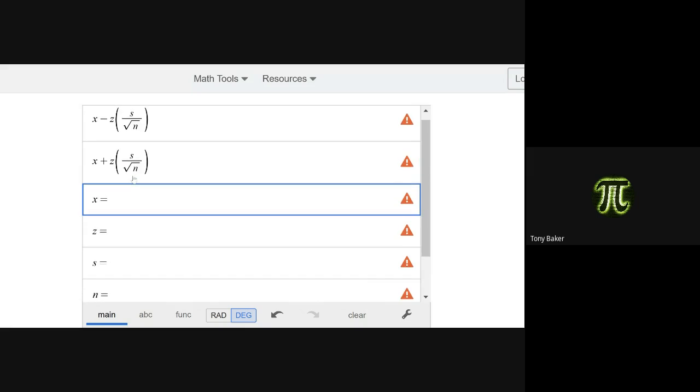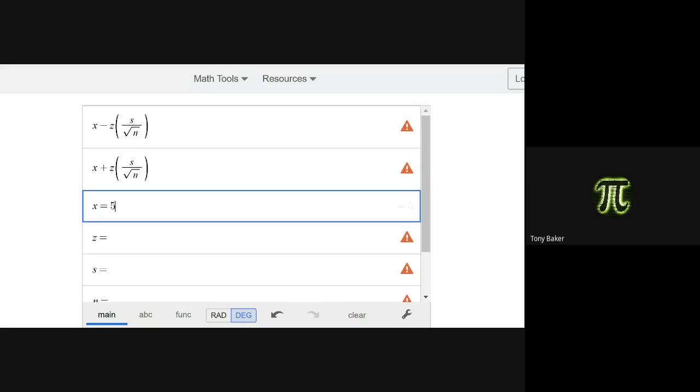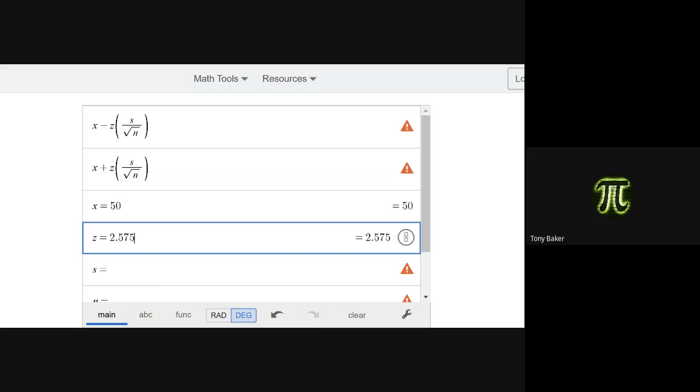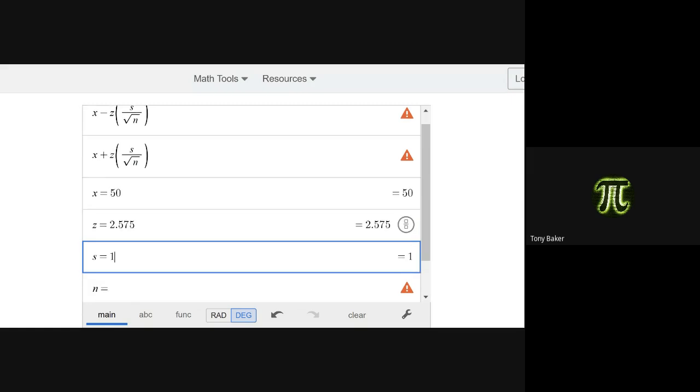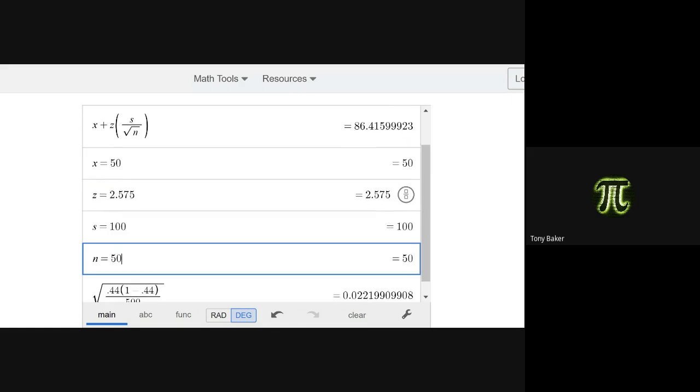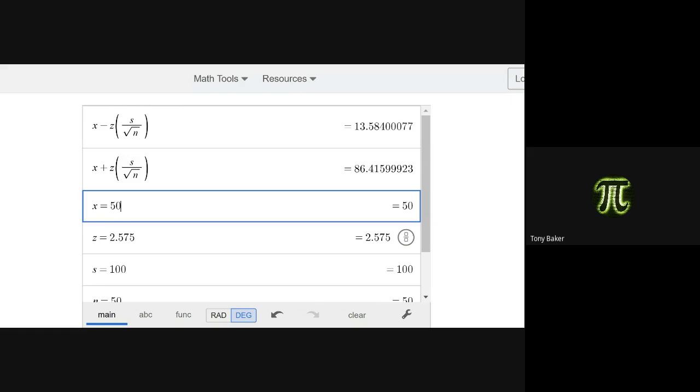So my mean was 50. My Z was 2.575, or 565. No, 575. Standard deviation was, I think, 100. And we looked at 50 things. Oh, mean was 5,000. Something seemed off there. And then there's our two answers. All right, so when you're looking at these problems, the key thing is finding the pieces of information we need to plug into that formula.